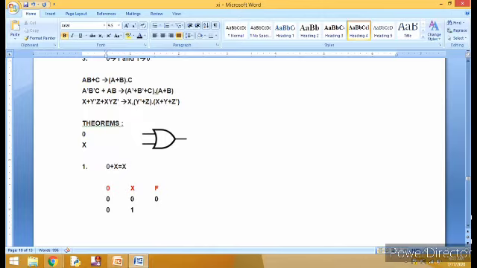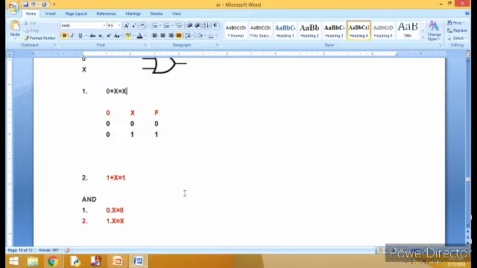And if one input is 0 and the other input is 1, what will you get? 1. So what you see over here is that if x is 0, you get 0. And again, if x is 1, you get 1. So it proves that 0 plus x is equal to x, isn't it? Does it prove or not?